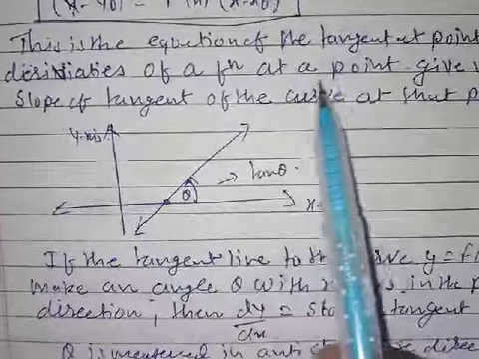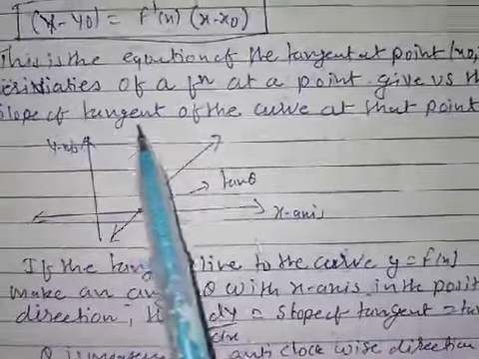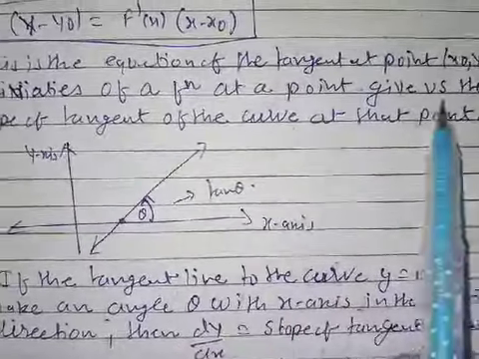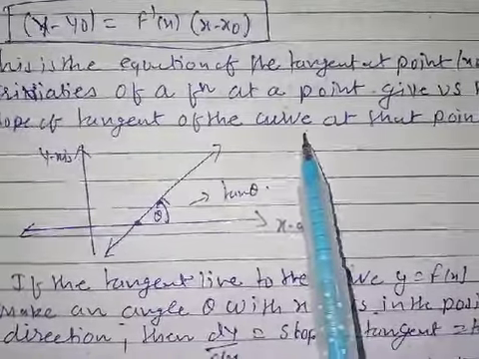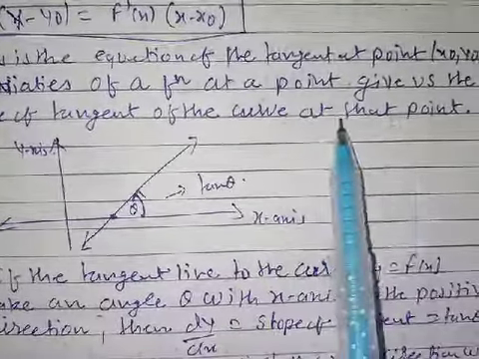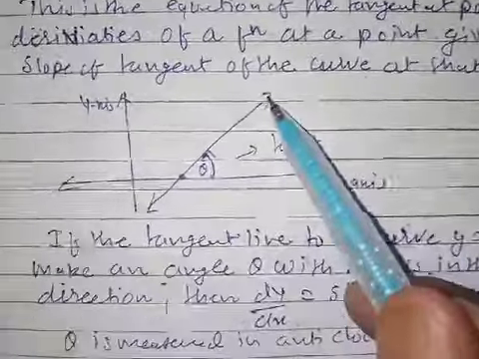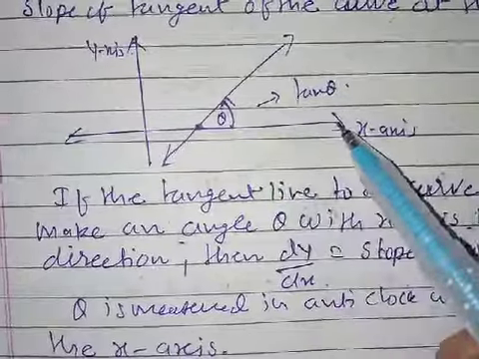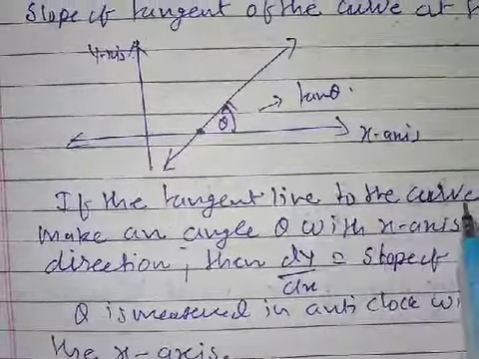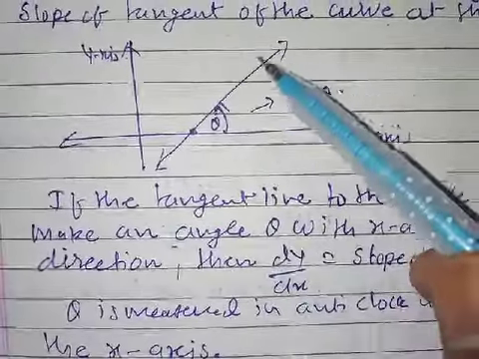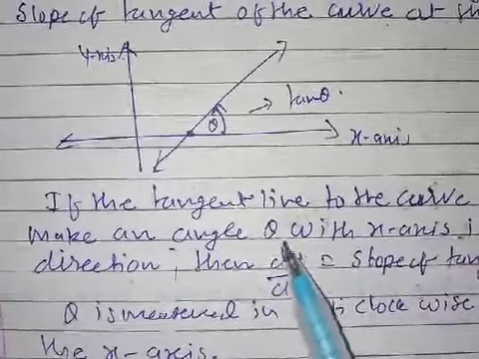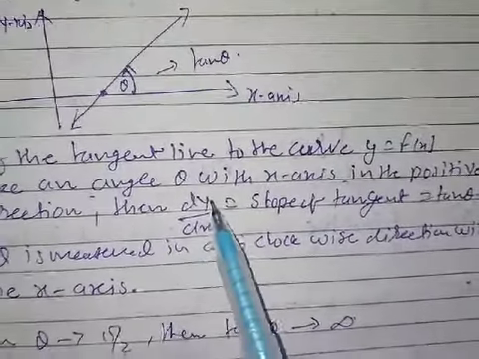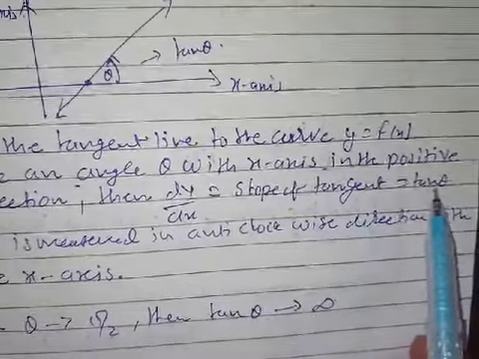Now the derivative of a function at a point gives us the slope of a tangent. If any equation is given and you take the derivative of it, it will give you the slope of the tangent at that point. Suppose a line is passing through it and it makes an angle theta with the x-axis. If this is a tangent line to the curve making an angle of theta with the x-axis in the positive direction, then dy by dx, the slope of the tangent, is equal to tan theta.